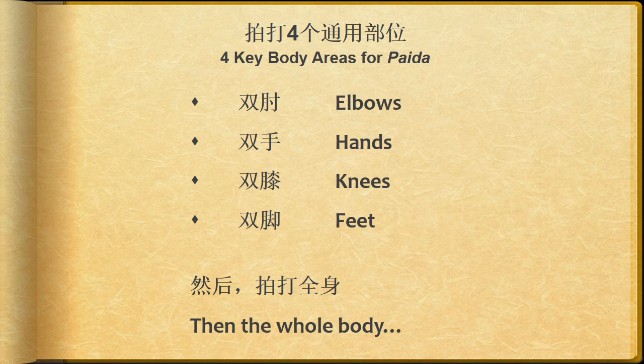Now, we know we should do what we call carpet bombing from head to toe. That is, we do the Paida on every inch of our body. But the problem is we never have enough time. So these are the 4 areas we call general areas to begin with. So if you don't have time, you can always begin by doing Paida on those 4 areas. That is the 2 elbows, 2 hands, 2 knees, and 2 feet.